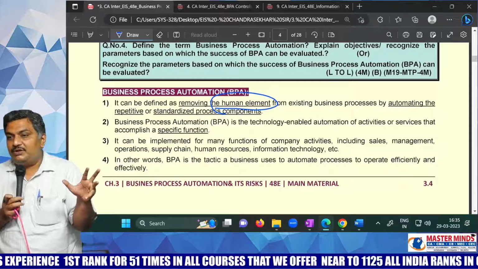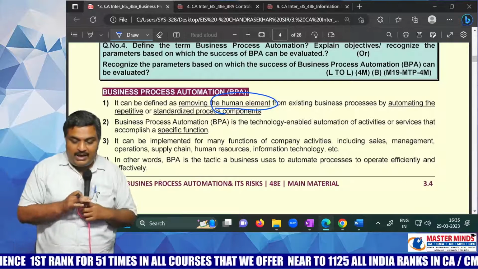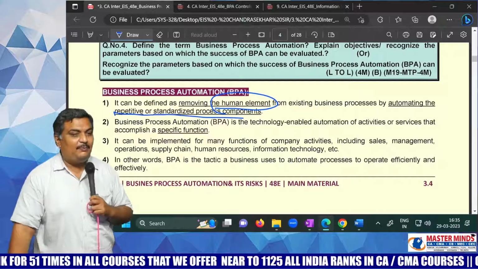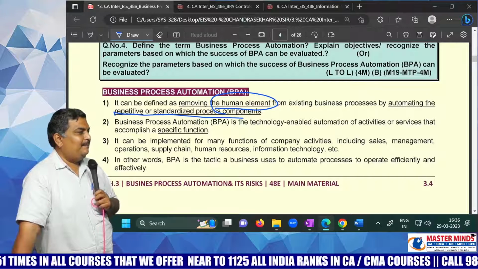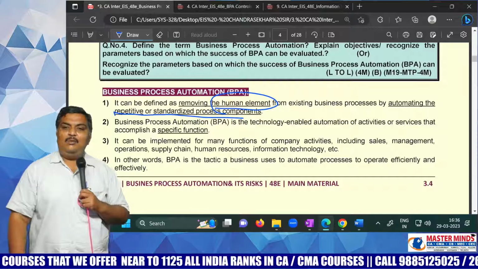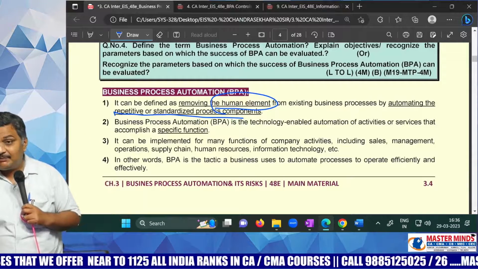Business process automation: removing the human element by automating the repetitive or standardized process components. See, something you are doing repetitively the same, so instead of a human, why don't you have a machine there? People think in that way.